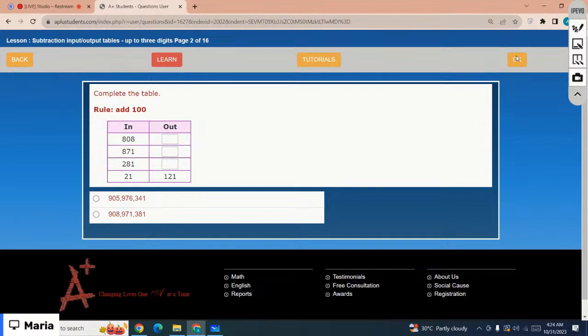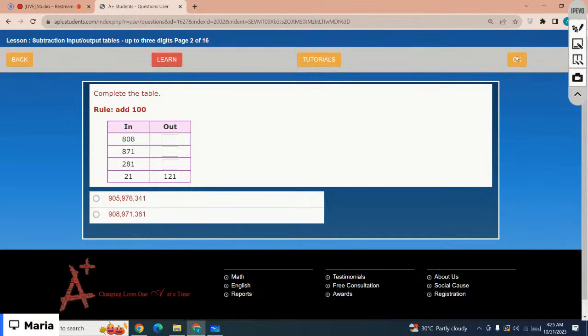Add 100, which is the correct option? Okay, option 1 is the correct option. How? You have 808. 808 plus 100 is 908.